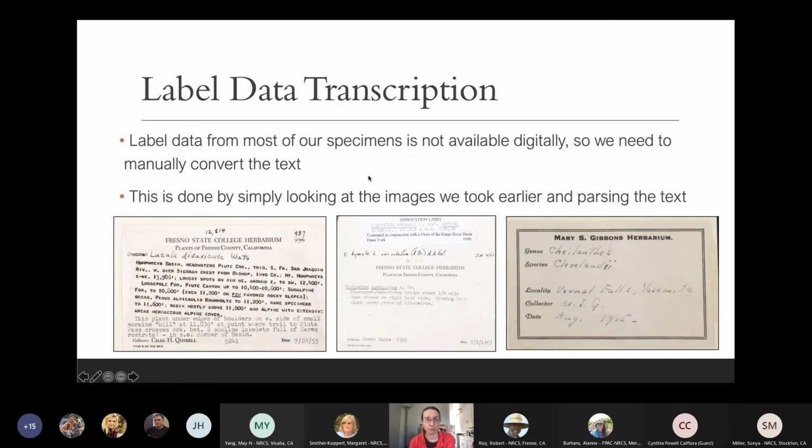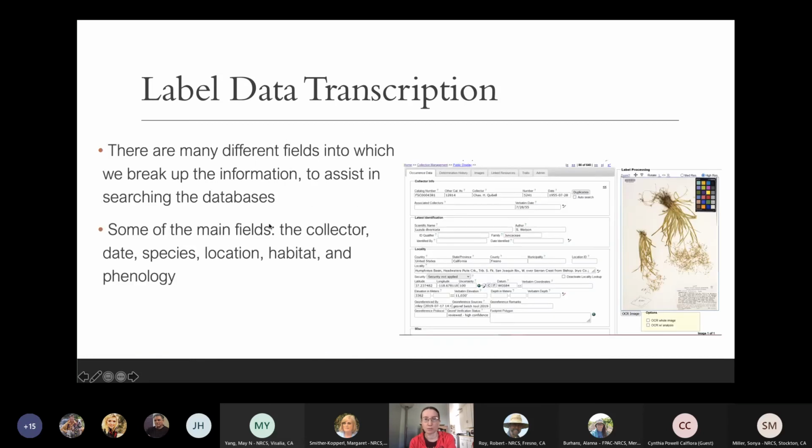So speaking of labels, we also have to transcribe the data from the labels. We can't just take a picture of it. We also take the information from the label and put it into different text boxes in the databases. We enter this directly into CCH2, the specimen portal that we're using, and then upload it to other databases. Label data transcription means that we have to parse the information into different fields. So we fill in collector, date, species, location, habitat, and phenology.